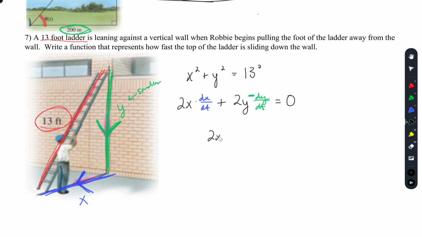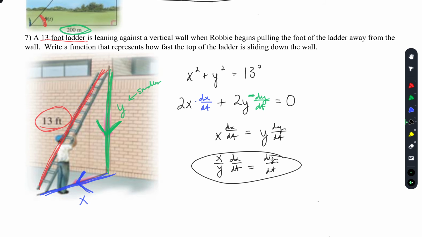I don't want to deal with 2's. Let's get rid of 2's. So that'd be x dx dt equals y dy dt. And then we need dy dt, right? So I need the y's out of there. So dy dt is x over y times dx dt. And there you go. And that is all we got. And we've got a worksheet. Good. So we're just finding inflation.